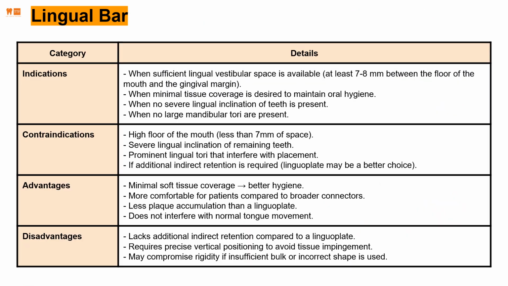Now, what are the indications? Well, whenever sufficient lingual vestibular space is available, 7 to 8 millimeters between the floor of the mouth and the gingival margin, it is indicated. When minimal tissue coverage is desired to maintain oral hygiene. When there is no severe lingual inclination, so if teeth are normally inclined. When no large mandibular tori are present.